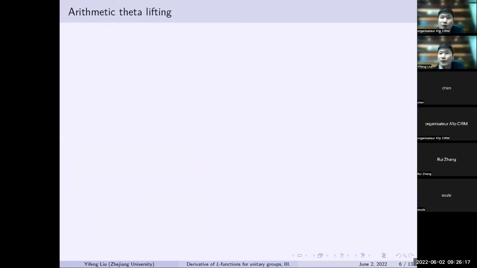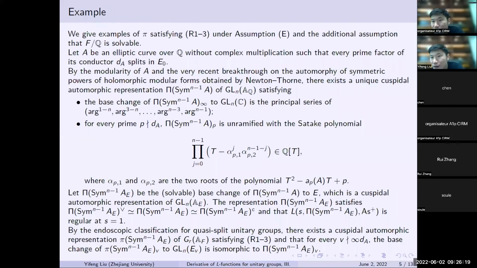Now I will introduce a question. You assume A is an elliptic curve without complex multiplication. So what will happen if A has complex multiplication?